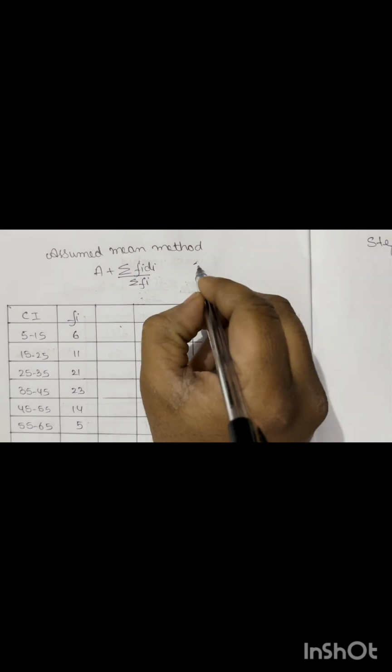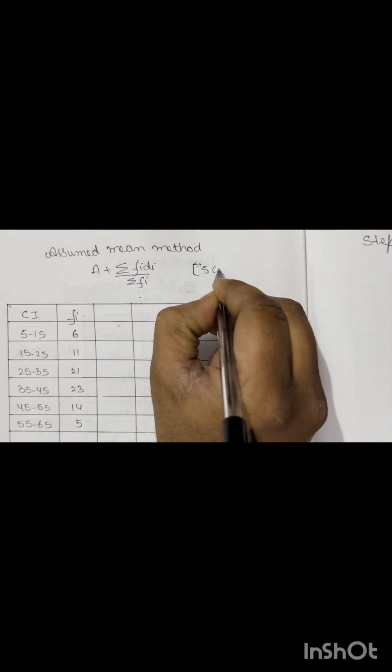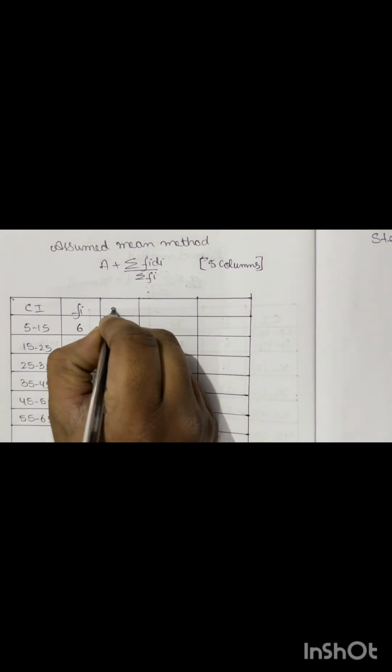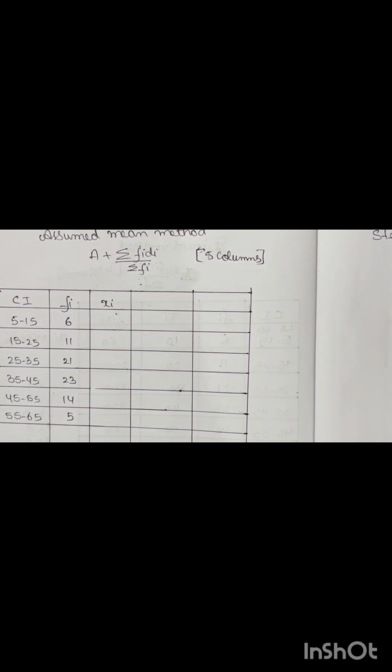So now we are going to solve the problem by the assumed mean method. Here the assumed mean method consists of 5 columns: ci, fi, and the third one will be the same as the direct method, that is xi. I have said before, xi is nothing but the mid value. Now again we are going to calculate the xi.